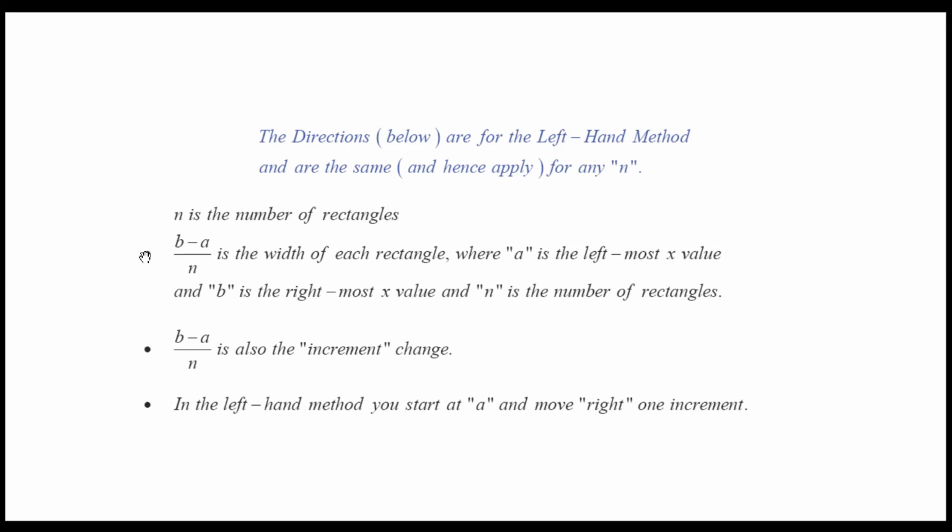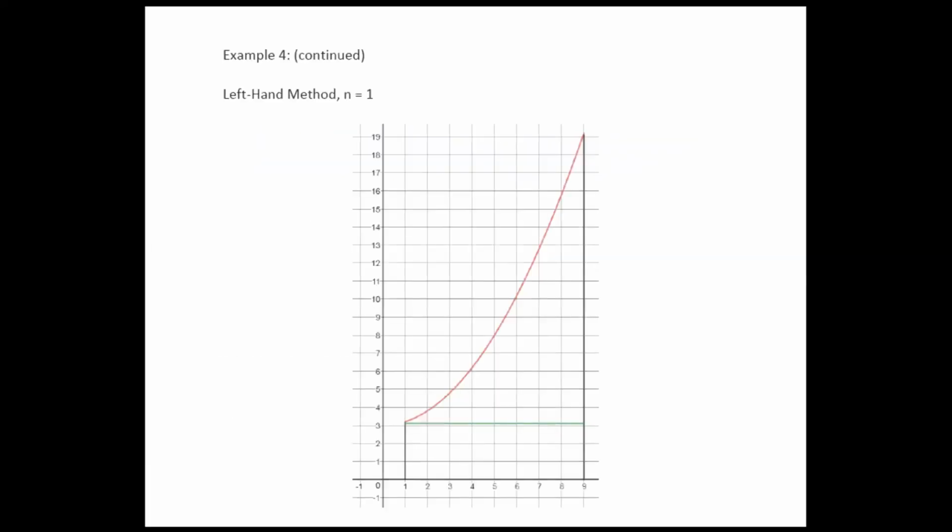And in every one of the subsequent slides we're going to look at, B minus A over N is going to be the engine that drives this process. But the thing to remember is the left-hand method starts with the leftmost point. So here we draw a rectangle which starts at the leftmost point, one rectangle. Its height is 3, and its width, it looks like, is 8. So it looks like 3 times 8, or 24, is the area of that rectangle.